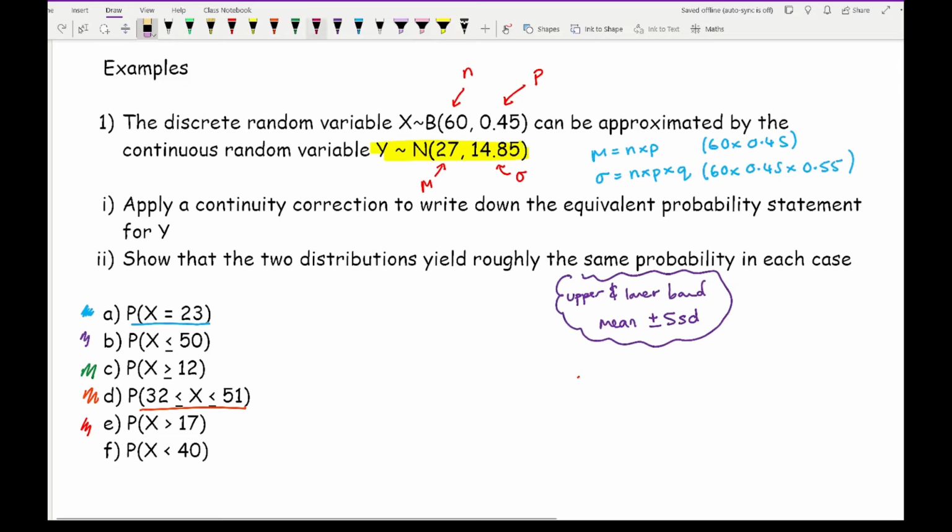Now with F, and let's go for this little pea green. With F, we're looking for values that are less than 40. So my continuity expression, because I don't want to include 40, is going to be where x is less than the lower bound, which is 39.5.